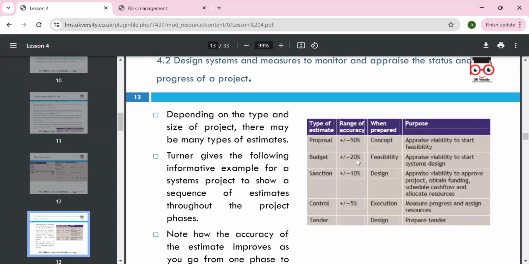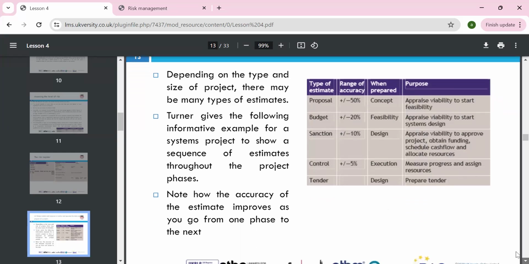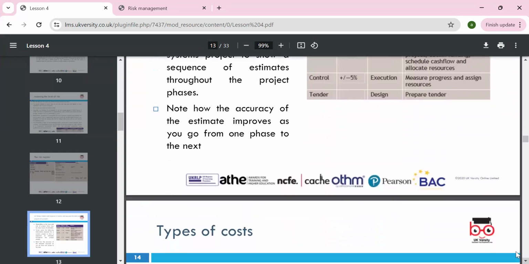You can say proposal, budget, functions, control, and tenders. We can look around the feasibilities, appraise the viability to start the system design, appraise these and measure. These are the crucial points a project manager needs to take note of, along with accuracy.